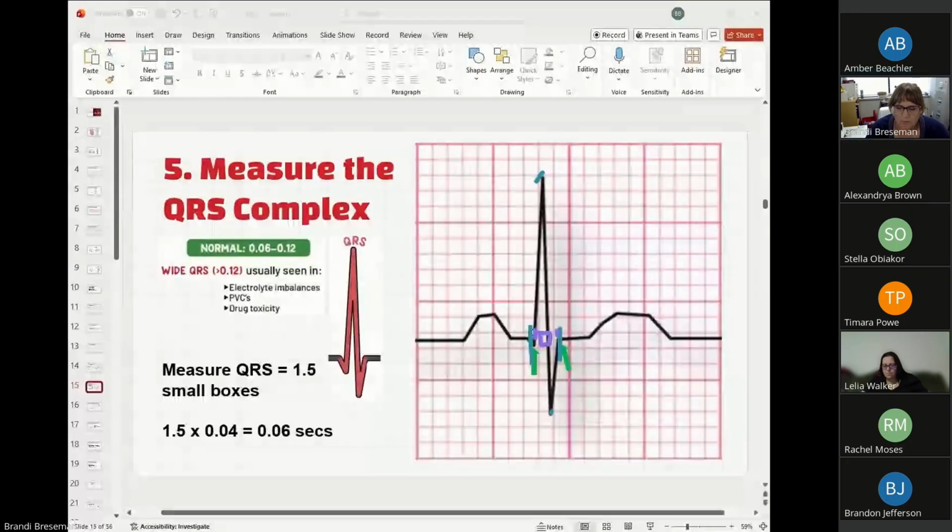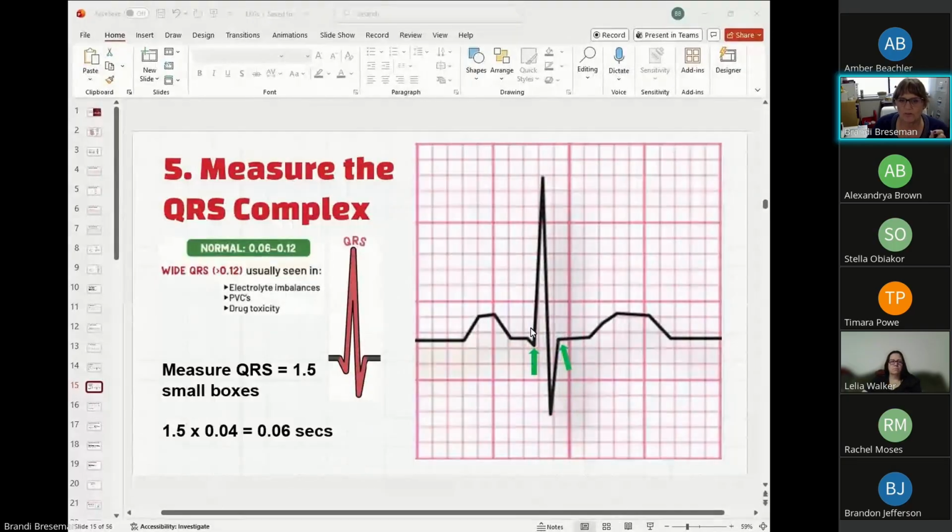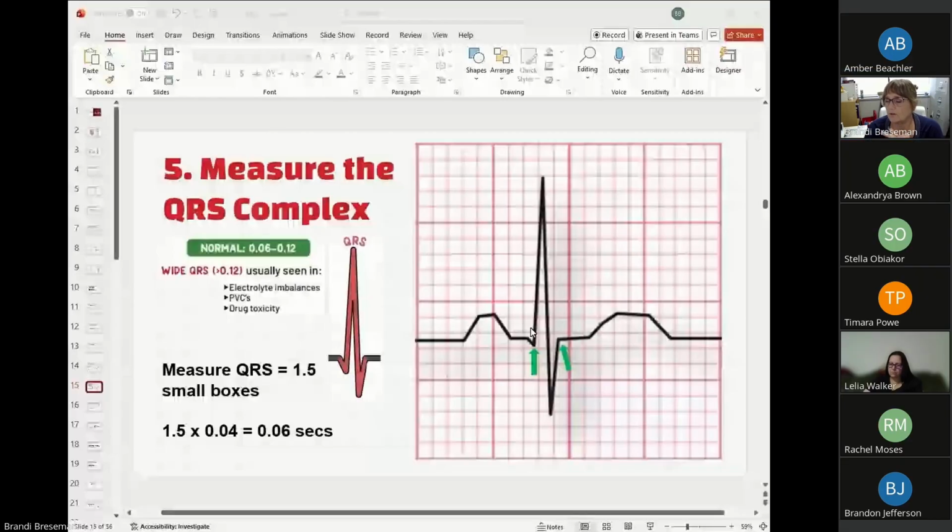Now, what this slide tells you here is that when we see wide QRSs, so when that QRS is more than 0.12 seconds, things that can cause that are things like electrolyte imbalances, drug toxicities, and PVCs, which are premature ventricular contractions. That's what PVC stands for, premature ventricular contraction. And we'll talk about what that is and identify it.